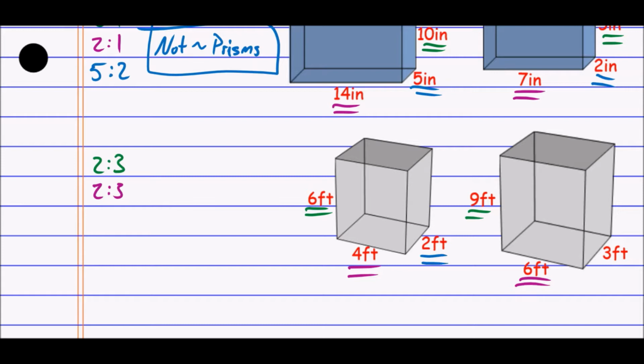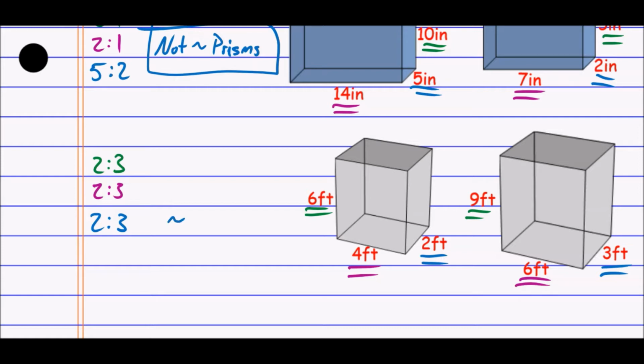And then the last set of sides here, the 2 and the 3, when I compare those, it's 2 to 3. And so no matter which sides I compared, I got the same ratio, which means the sides are proportional. The sides of the smaller solid are proportional to the sides in the larger solid. So I have the same shape. I have proportionality when it comes to the sides. So these are similar solids.